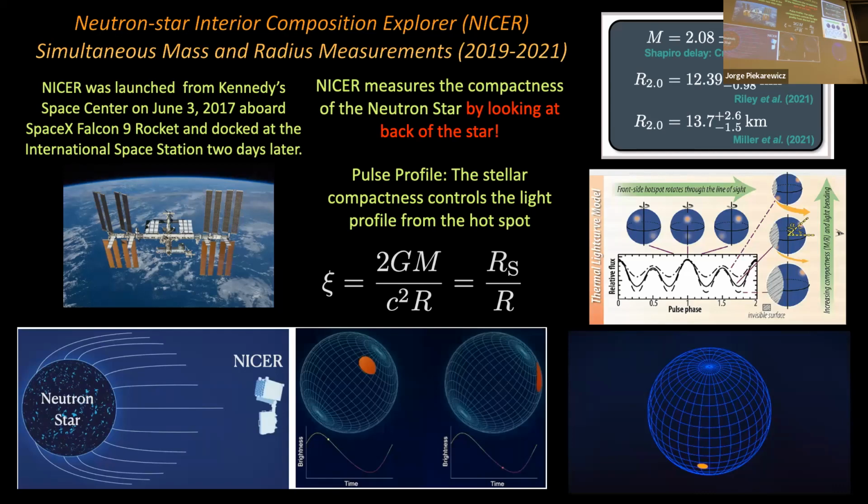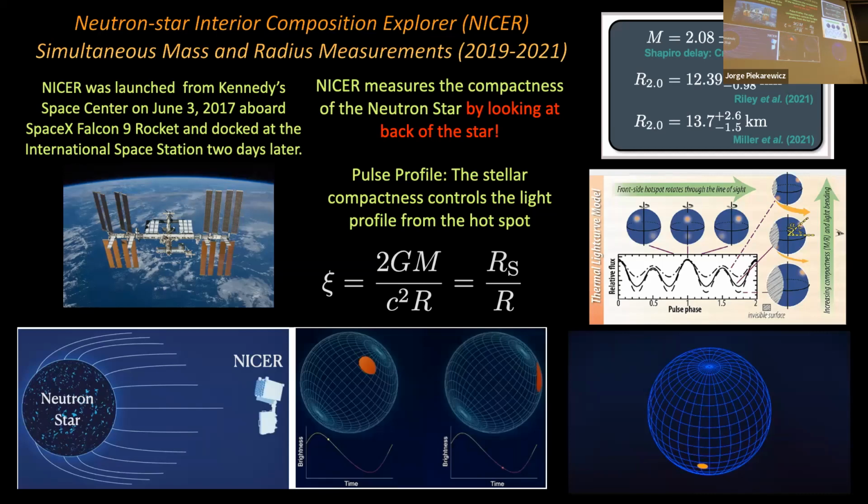The more relativistic or the more compact the star, namely the smaller the radius for a given mass, the more the light is going to bend, and that's what NICER is going to try to infer, and then give you some information about the compactness of the star, which again involves the mass and the radius. And the way they do it is they look at sources of neutron stars that have these hotspots.